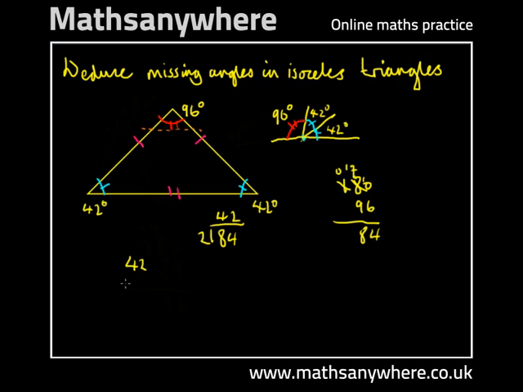42 plus 42. 2 plus 2 is 4. 4 plus 4 is 8. 84, that's the total of these two angles. 180 minus 84. 0 take 4 you can't do, borrow 1 from the tens column. 10 take 4 is 6. 7 take 8 you can't do, borrow 1 from the hundreds column. 17 take 8 is 9. 96, and that's what we've got at the top here, 96 degrees. So that's how you can calculate missing angles in an isosceles triangle.